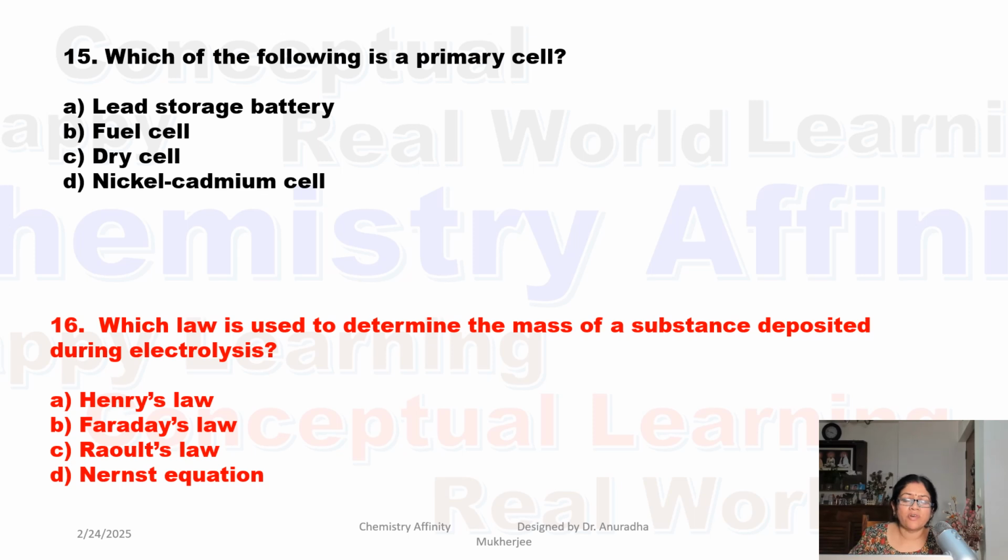Which of the following is a primary cell? It will be dry cell. Which law is used to determine the mass of substance deposited during electrolysis? Faraday's law. So Faraday's law, W equal to ZQ. The amount of metal or substance deposited, that is W, is proportional to the amount of electricity passed.